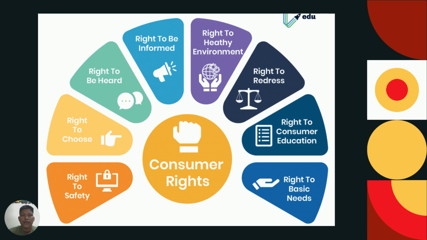Number four, right to healthy environment, in which you have a safe and healthy environment. Number five, right to be informed. We should know the contents and the services being offered to us. Number six, right to be heard. We should give feedback based on the services and goods that we bought. Number seven, right to choose. We can choose whatever services we need, and identify whether we need to buy these things or not. Next, number eight, right to safety. You should be safe from any hazardous substances that may affect your health.